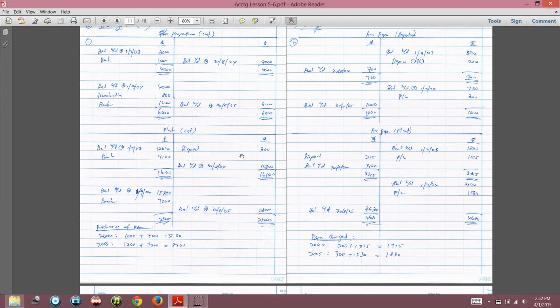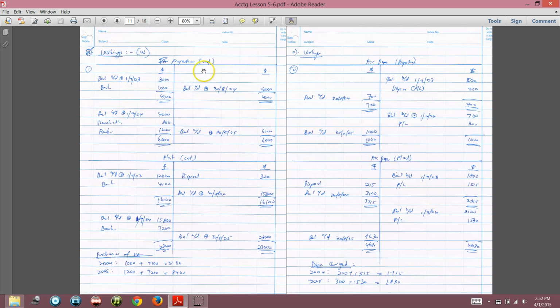So plant, same thing. You see the balance brought down is 12,000. During the year, we sold off 300, gone out. Actually, all this is not in dollars, so can you please put a bracket, dollar sign, thousands, because I left it out. That will indicate that all the workings are in thousands.